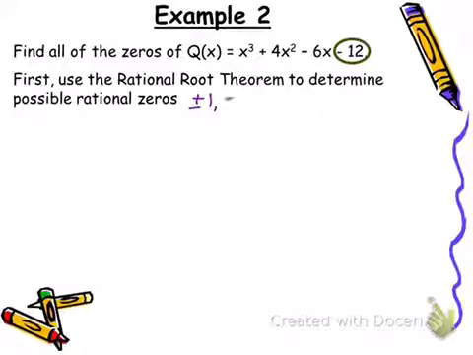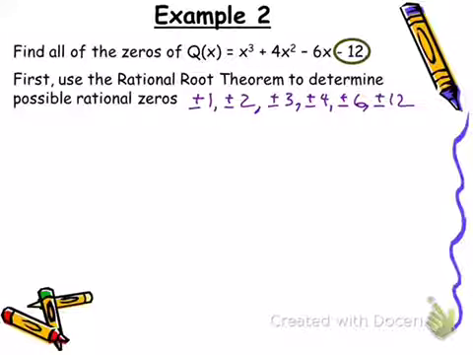Plus or minus 1, 2, because it has positive and negative factors, we're not as concerned about the sign of that number. Plus or minus 3, plus or minus 4, plus or minus 6, and plus or minus 12. Because the leading coefficient is 1, you only have to find the factors of 12, all over 1. The only thing I could put in a denominator is 1. So I've got all integral possible rational zeros.